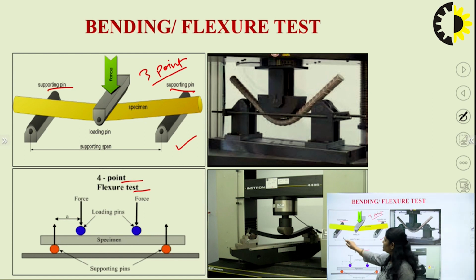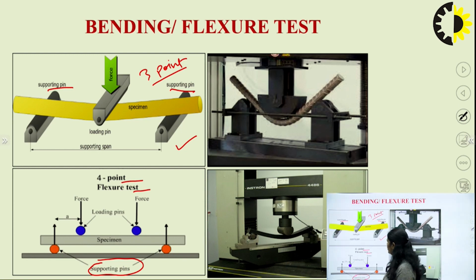Okay, so means it is supported at 3 points, 2 supporting points हैं और एक जो pin है, that is the loading point or loading pin. So it is the 3 point, but this one is the 4 point. Here we have two supporting pins at the ends and two loading pins on which the force is applied. So it has two supporting pins and 2 points of the loading pins where the load is applied here.